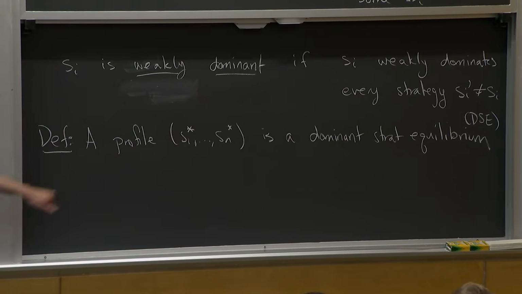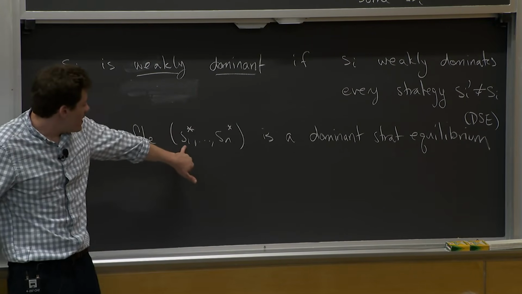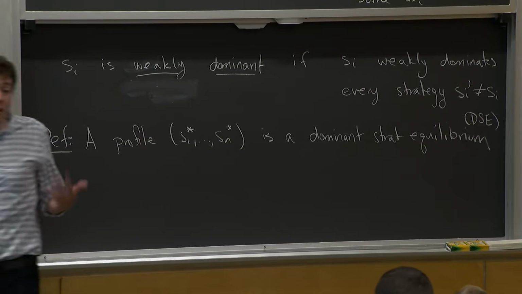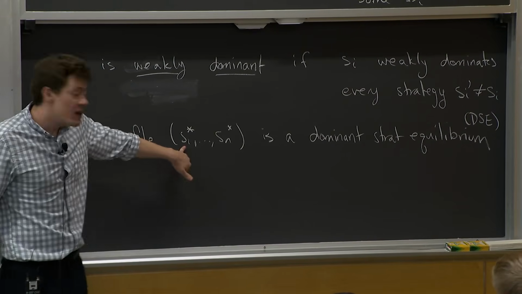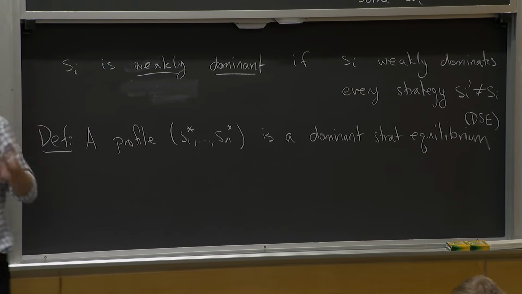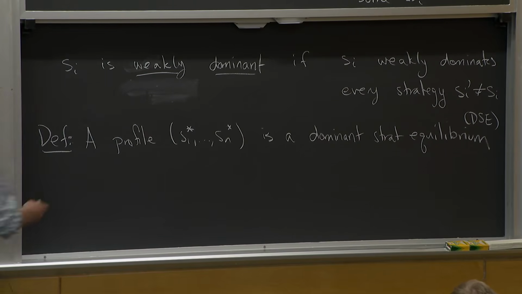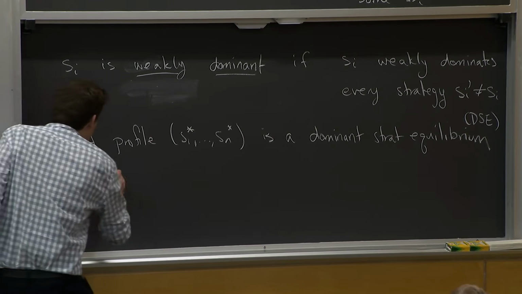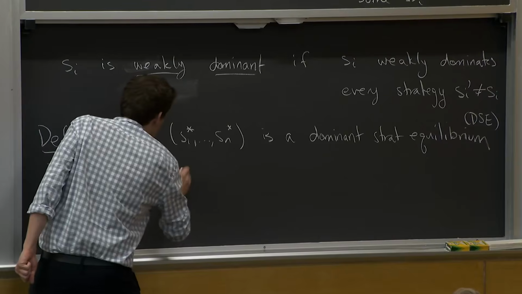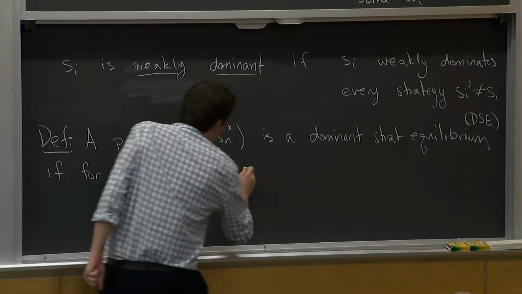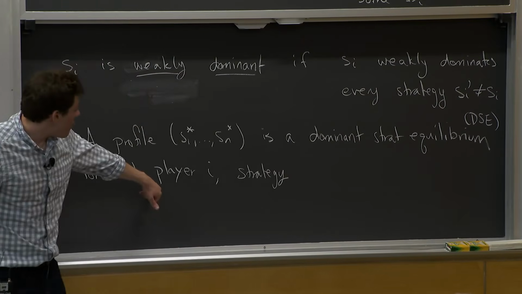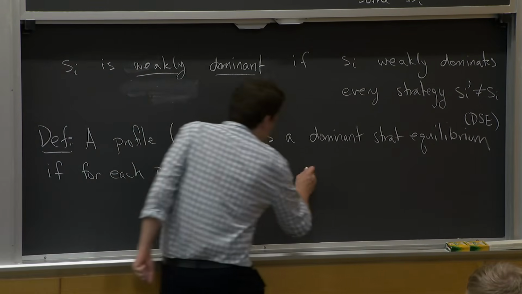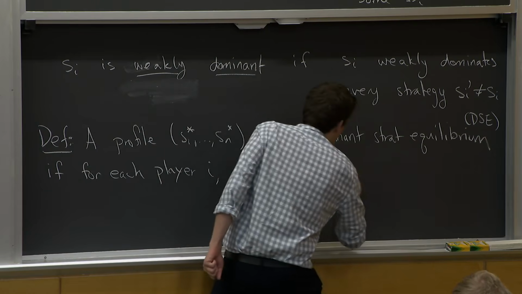If what? Well, this is a profile, so we basically made a prediction about how each player in the game is going to play. We've made a prediction about each player's strategy. And we say that this is a dominant strategy equilibrium if each player is playing a strategy that's a weakly dominant strategy for that player. So if for each player I, well, what is the strategy used by player I? It's SI star. So strategy SI star is weakly dominant.